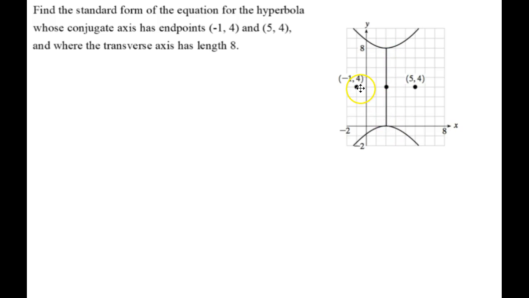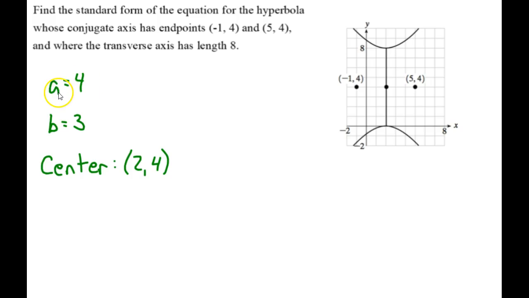So with this information, now we can determine the semi-conjugate axis, which is going to be our value of b, which goes from the center to one of these two endpoints for our conjugate axis. And then we also know the length of the semi-transverse axis, which is going to go from the center to one of our vertices. So we know the value of a, we know the value of b, and we also know where the center of this hyperbola is going to be, because it has to be the midpoint of these two conjugate axis endpoints.